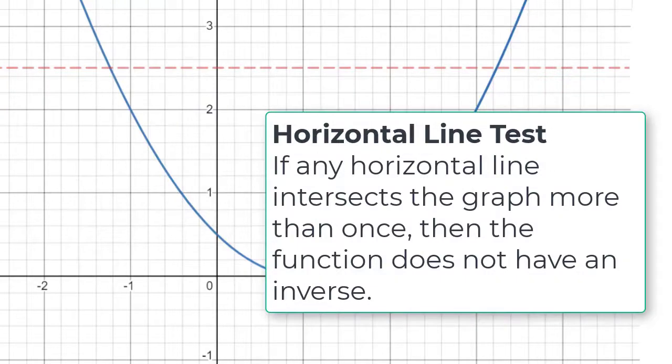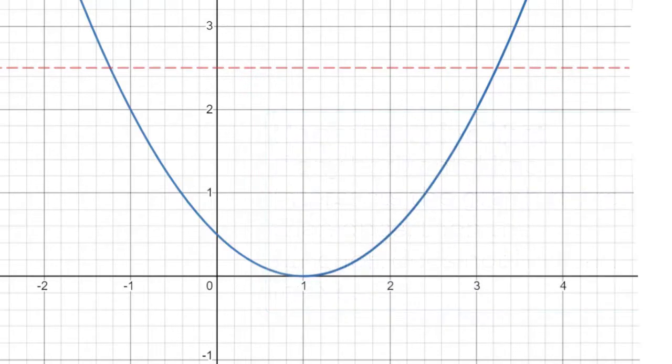So this is called the horizontal line test. The horizontal line test says that if there exists a horizontal line that intersects the graph more than once, then the function is not invertible. And so that's what we need to check. Before we compute the inverse of a function, we should always check to see if it passes the horizontal line test.